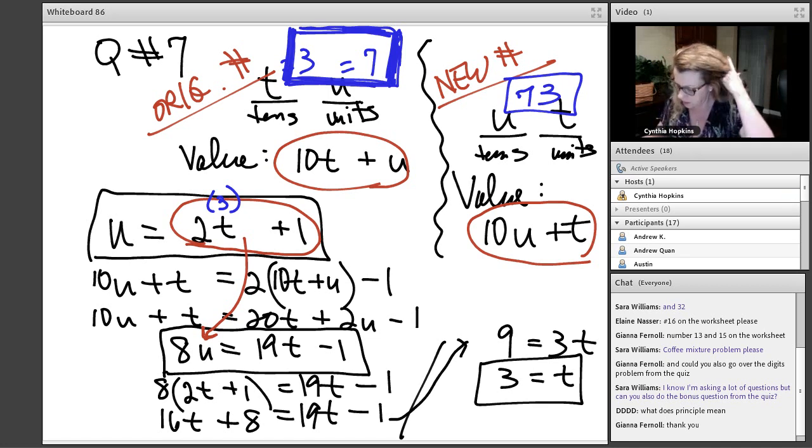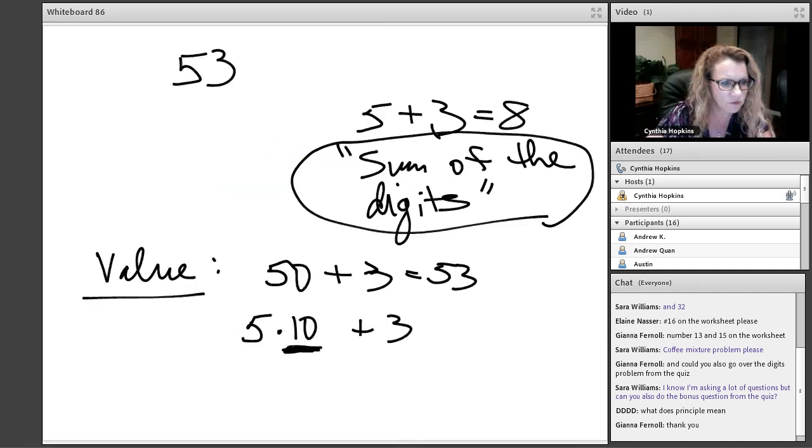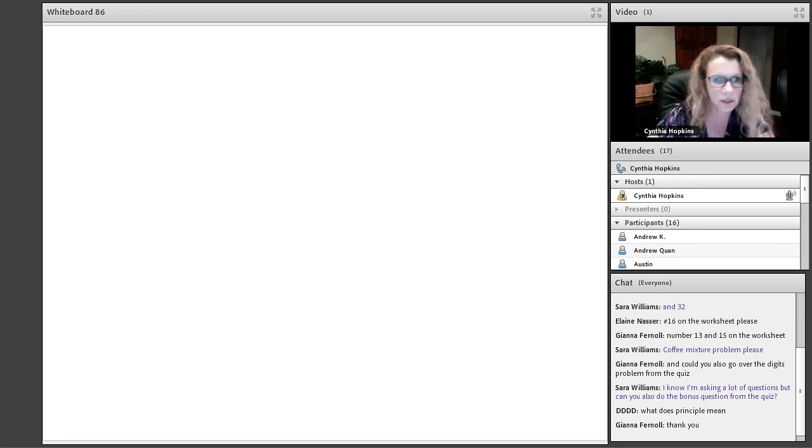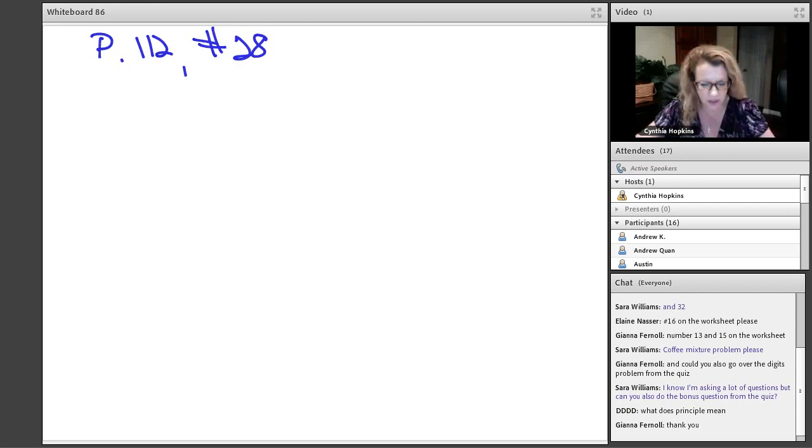Okay, I think actually I like 28 because it talks about the difference in time that I know is tricky for you guys. So this is on page 112, number 28. It refers back to number 27, but I'll read 27 as I do this. It says, suppose Dan and Fran live 450 kilometers apart and they begin driving toward each other.